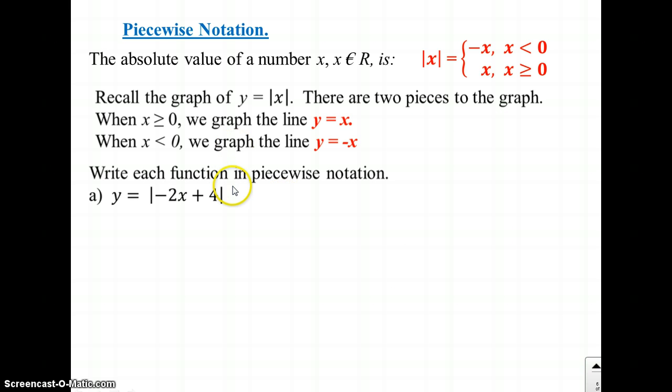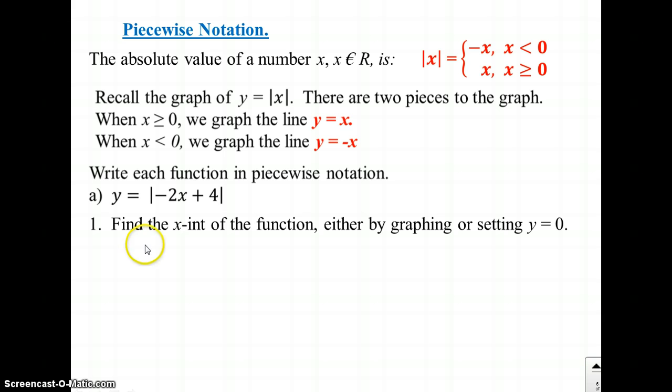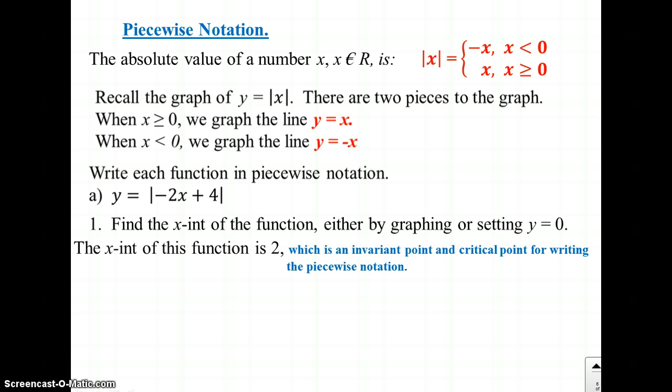So let's write each of the following functions in piecewise notation. Y equals absolute value of -2x plus 4. Well, it's pretty simple. Find the x-intercept of the function. You can do this by graphing, or you can do it by setting the equation where y equals 0. So the x-intercept of this function is 2. If y is 0, you substitute 0 in and you solve. Note that the x-intercepts are invariant points, and they're critical in writing the piecewise notation.